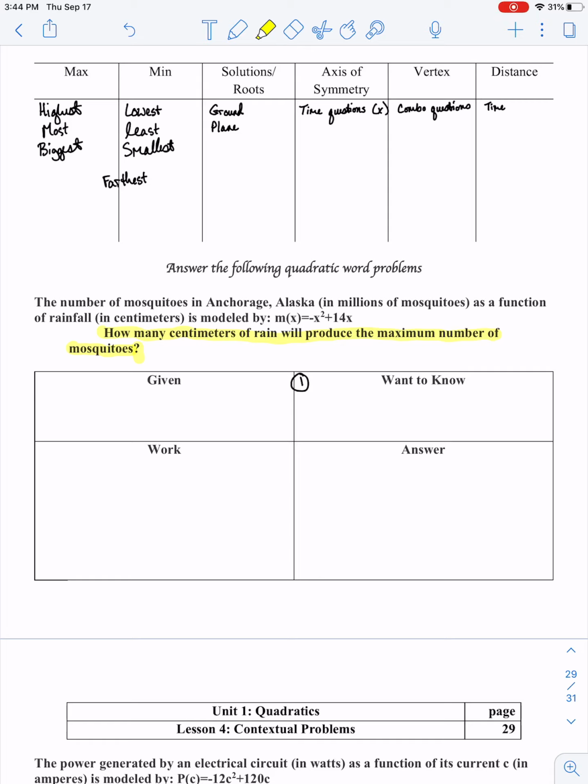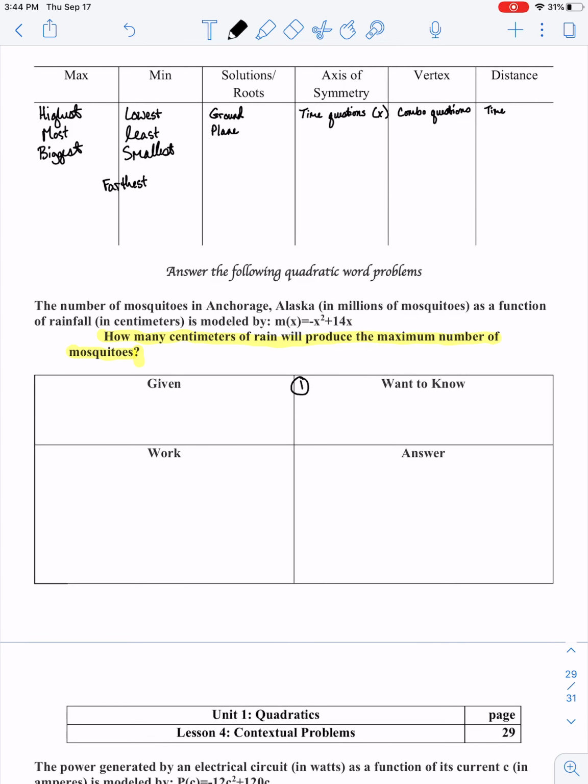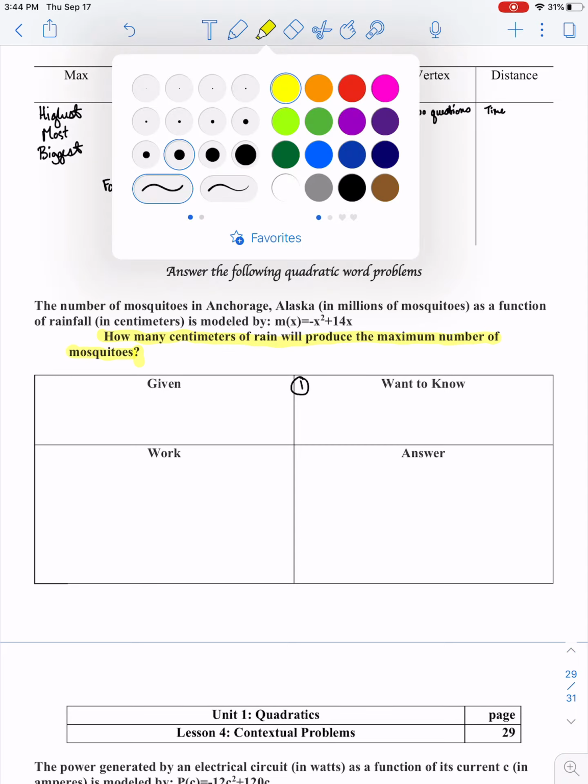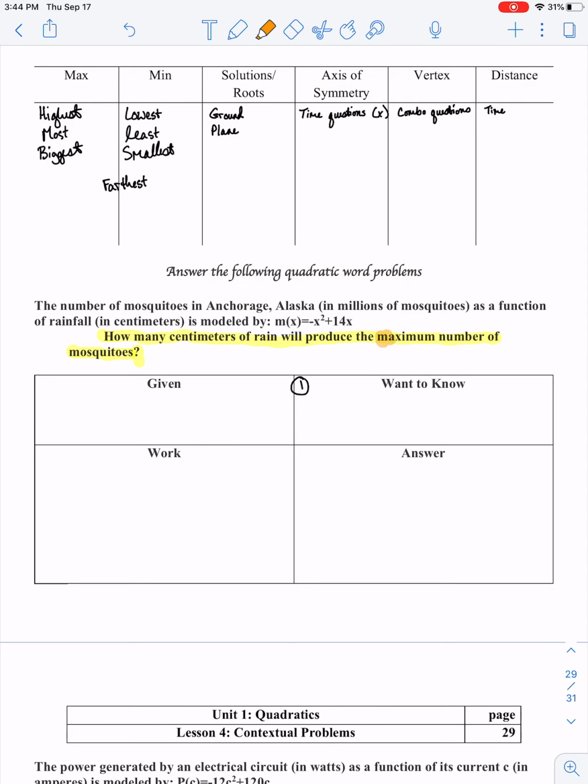Now, I can write all of that I want to know inside this box, but at the end of the day, there's only a couple of these words that I'm interested in, right? Because I'm going to be looking for a key feature: max, min, solutions, roots, axis, symmetry, vertex, or some kind of distance. So I'm going to read it. How many centimeters of rain will produce the max number of mosquitoes? And bingo, there it is. All right, I want max number. I see the key feature there, which is max. So that's what I'm interested in.